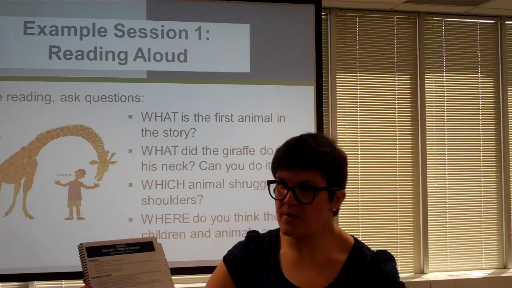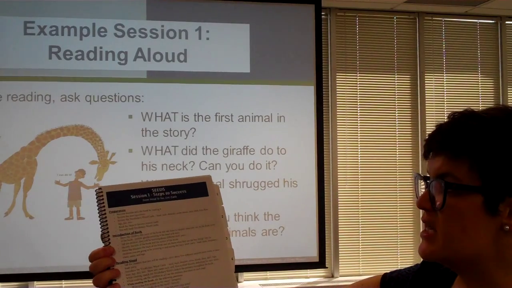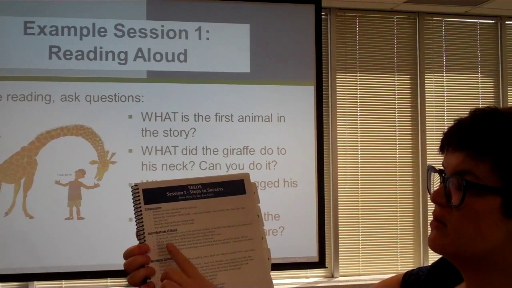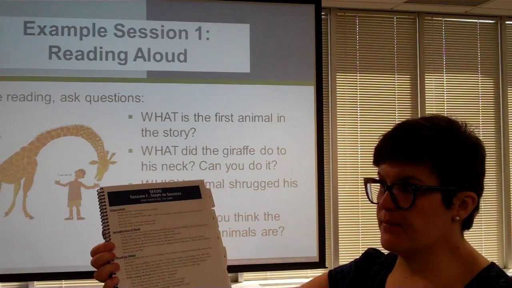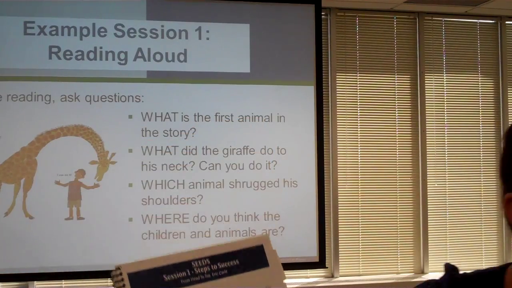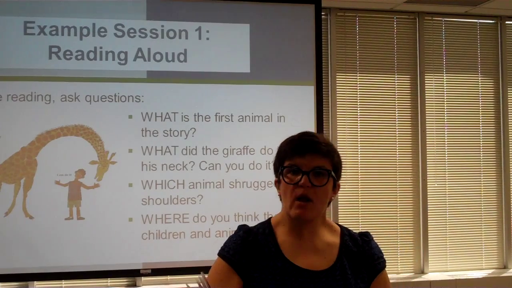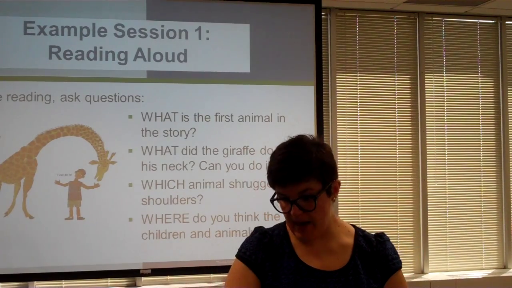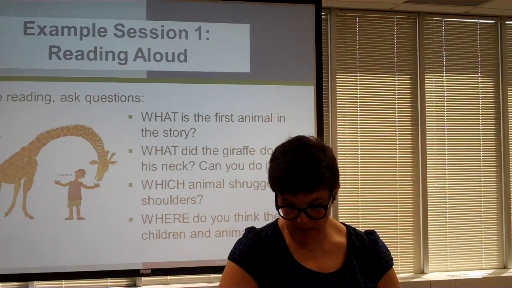So you'll see here, the first 4 sections are really for the volunteer: preparation, introduction of the book, reading aloud, and after reading. I'll zoom in so you can see that. That's really for you, the volunteer. When you're looking at it online, maybe the day before, it gives you a really great overview of what this book is going to be about, some sample questions to ask, and what the vocabulary cards will be.